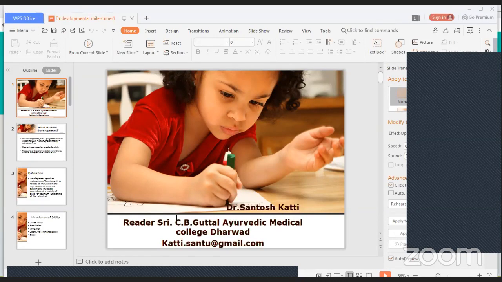We can assess through all these tests, whatever scales are available, like the Seguin Form Board or the Draw-a-Man test. But before 6 months of age or before 1 year of age, we can assess them with the help of the developmental quotient.